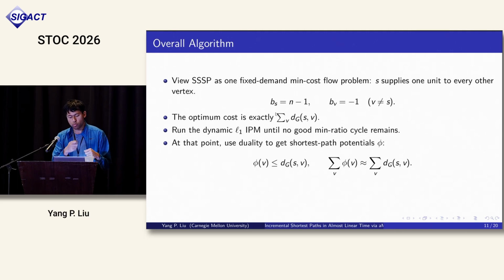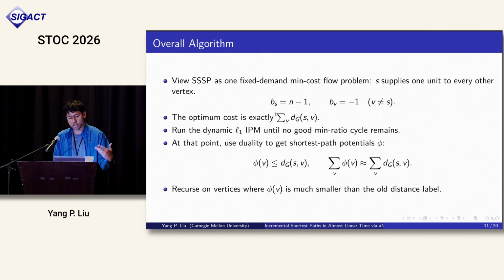The idea is that when you're running this interior point algorithm, at some point the algorithm will halt and say, I don't want to make any more progress after this edge insertion and I want to wait until the next one. In this case, you use some duality argument to extract potentials, like Johnson potentials for shortest paths. For example, the potential is at most the shortest path length, but the sum is approximately the truth. And then I want to recurse on vertices where the potential is much less than the true shortest path distance. The reason this makes sense is that those are the vertices where the shortest path length might have gone down.